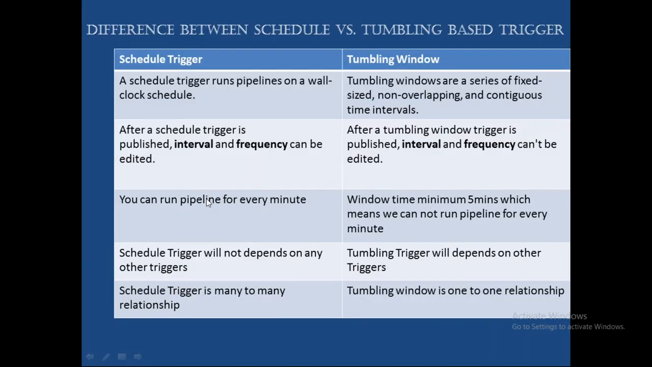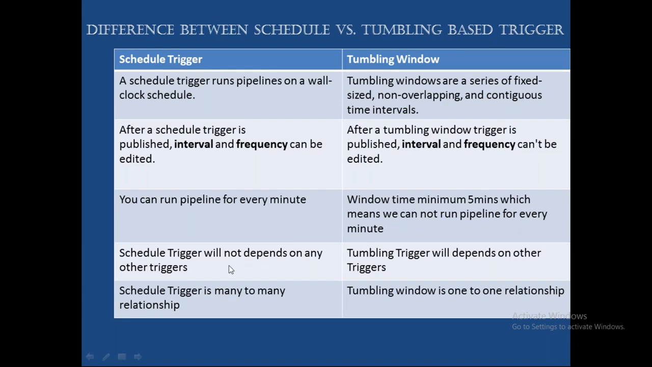Difference between schedule and tumbling trigger, but we have a few more things that I have not included. See, a schedule trigger runs a pipeline on a wall clock schedule, but tumbling windows are a series of fixed-sized, non-overlapping and contiguous time intervals. Okay, we have seen this difference yesterday. Now after a schedule trigger is published, interval and frequency can be edited. See, in schedule trigger you can edit all the things, but in tumbling window we cannot change. Okay, you can run a pipeline every minute also, it is possible here. But window time is minimum 5 minutes, which means we cannot run a pipeline every minute. Window time is minimum 5 minutes.